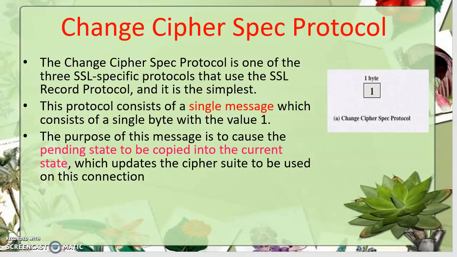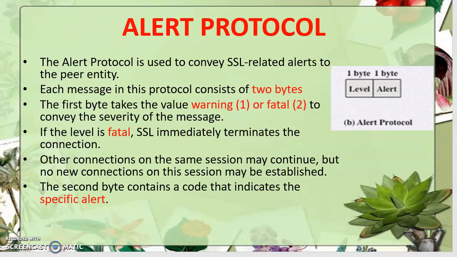Change cipher spec protocol. The change cipher spec protocol is one of the 3 SSL specific protocols that use the SSL record protocol, and it is the simplest. This protocol consists of a single message, which consists of a single byte with value 1. The purpose of this message is to cause the pending state to be copied into the current state, which updates the cipher suite to be used on the connection.